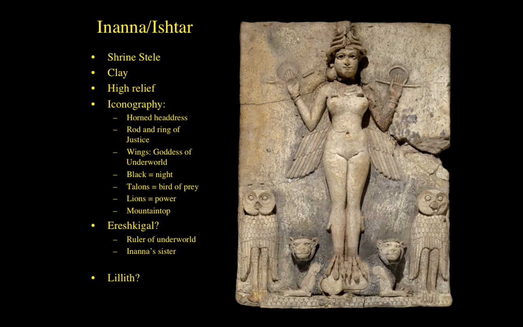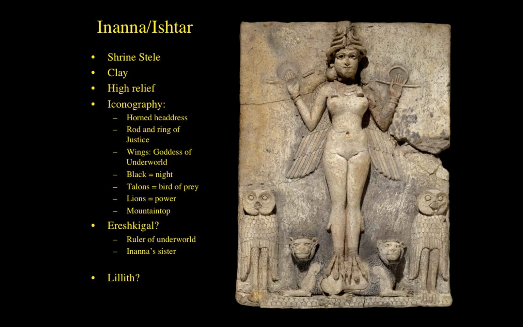And she's actually, the way her talons are coming down, she's perched on the lions, but she's symbolically on a mountaintop. And as I mentioned, mountains are seen as access points to the heavens. So Inanna, very important deity. And I have here two names, Inanna and Ishtar. As we move to other groups, some will call her Inanna, some will call her Ishtar. In both cases, they have the same kind of properties and iconography associated with them.